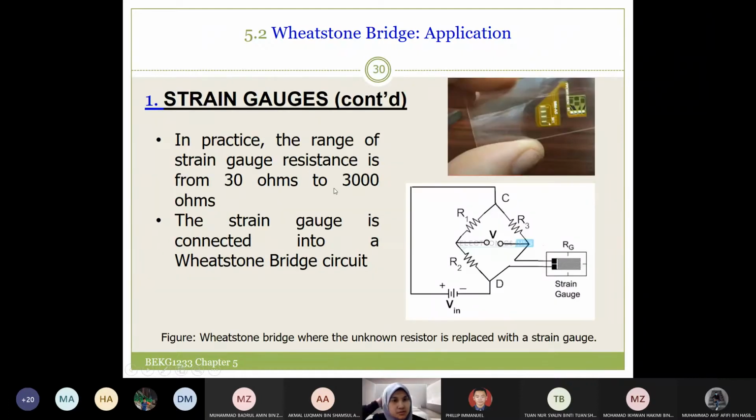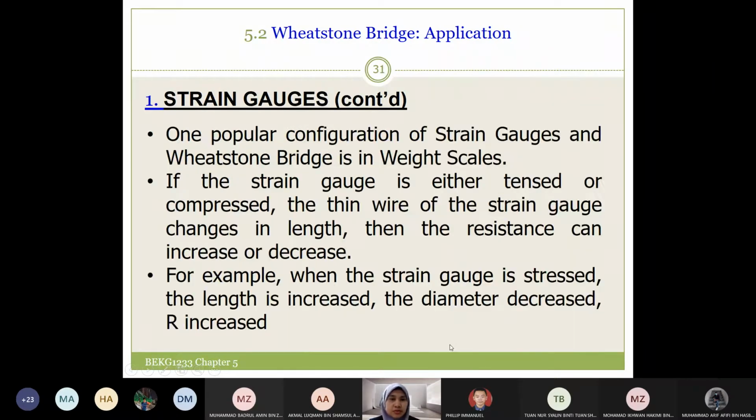Okay, this is the strain gauge. It is very small. In practice, the range of strain gauge resistance is from 30 ohm to 3 k ohms. The strain gauge is connected into a Wheatstone bridge. So the strain gauge may be applied to one arm or 2 or 3 or 4 arms of a bridge. Okay, one popular configuration of strain gauges and Wheatstone bridge is in weight scales.